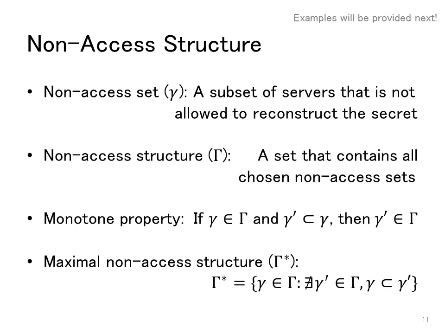Non-access structure should satisfy the monotone property. This means all subsets of a non-access set are also non-access. We can also define the maximal non-access structure as all the non-access sets that are not subsets of other non-access sets.